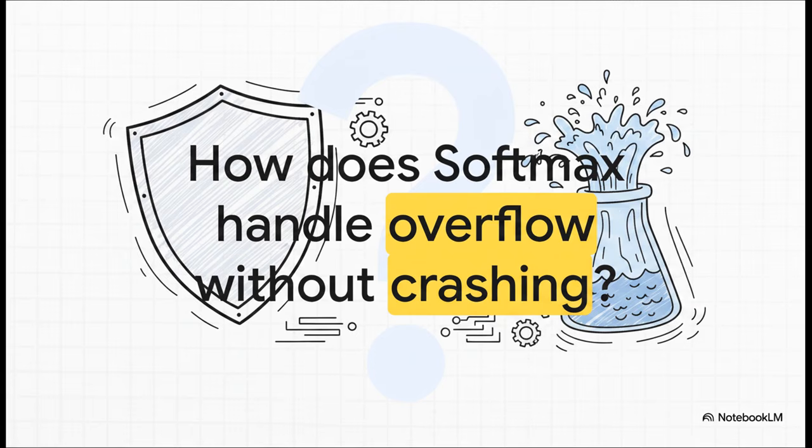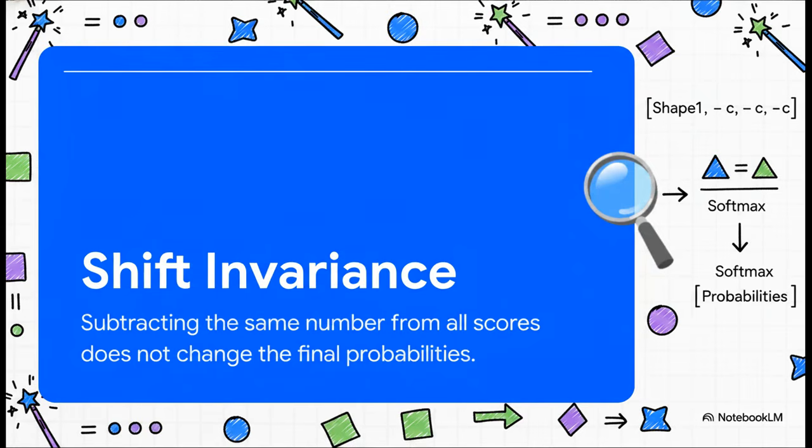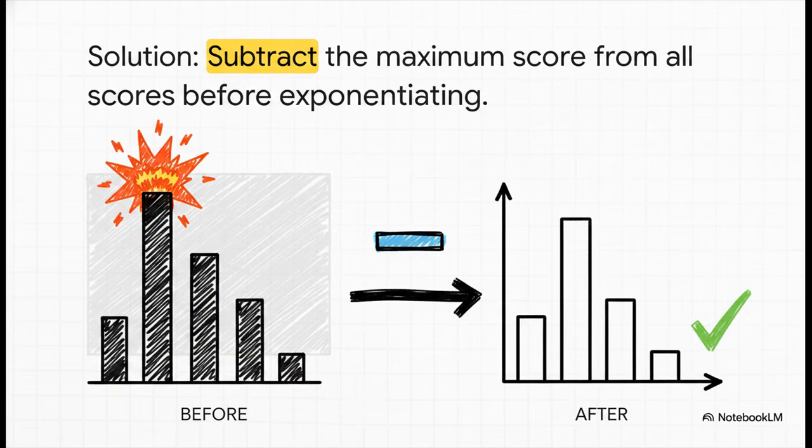Well, it turns out Softmax has this incredible built-in defense mechanism against this exact problem. And that brings us to the first magic trick, a property called shift invariance. It's a fancy term for a simple idea. It means you can take any number you want, call it C, and subtract it from every single one of your scores before you run them through Softmax, and the final probabilities will be exactly the same. It doesn't change the answer one bit. And the practical way we use this is with a clever technique called the log sum exp trick.